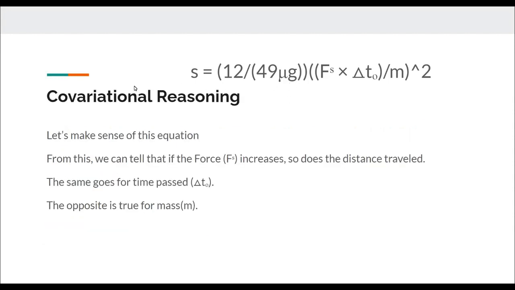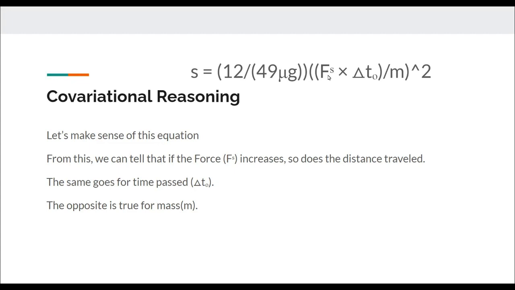Now we can go over the covariational reasoning. To make sense of this, we have distance right here, and it's technically split up into two different things with parentheses. So I kind of split it down right here. We have two constants right here, so this is going to be whatever. This doesn't really matter for this covariational reasoning. So we have our force, time, change in time, and then our mass.